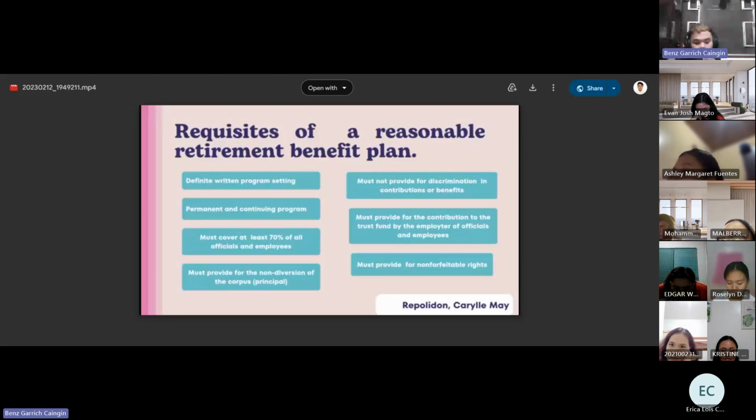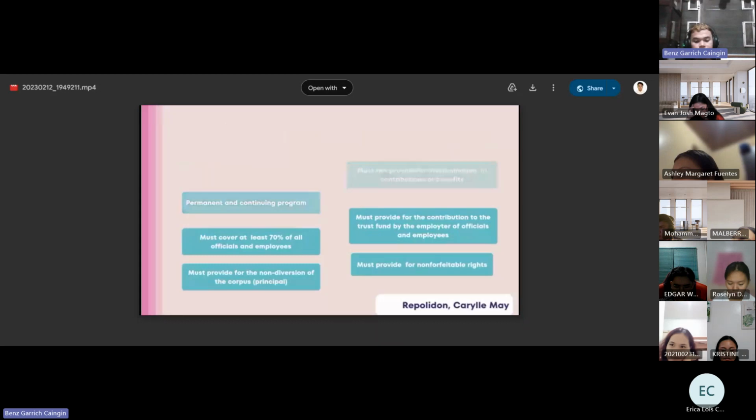And lastly, it must provide for non-forfeitable rights, that is, upon the termination of the plan or upon the complete discontinuance of contributions under the plan, the rights of each official or employee to benefits accrued to the date of such termination, to the extent then funded, or the rights of each employee to the amounts credited to his account at such time are non-forfeitable.